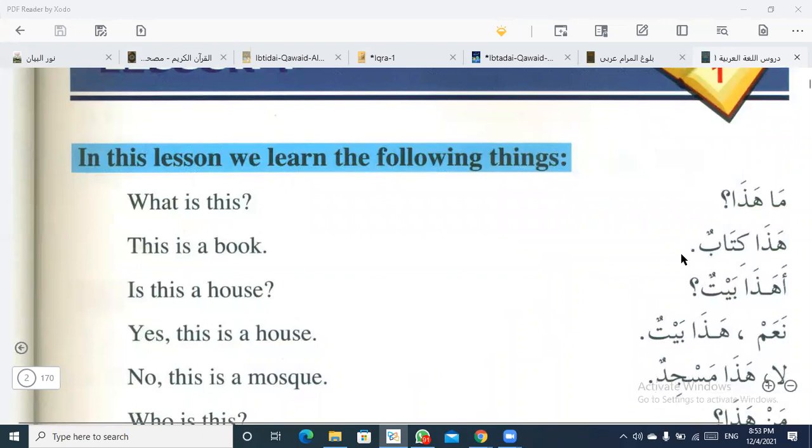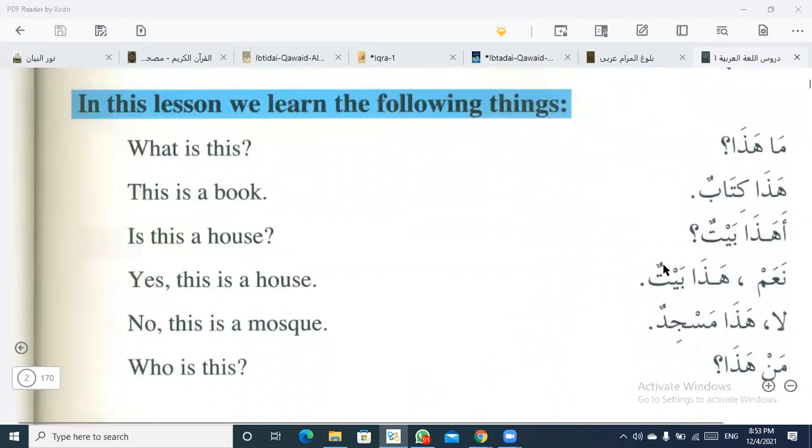Mahaza. Haza kitab. Haza abaitu. Sisters, listen carefully. Mahada means what is this? Hada kitab. This is a book. Mahada, what is this? Haza kitab. This is a book.